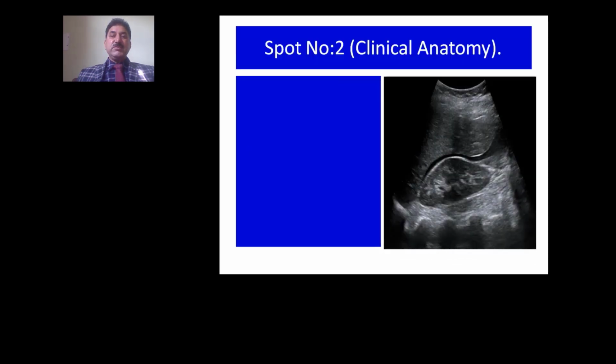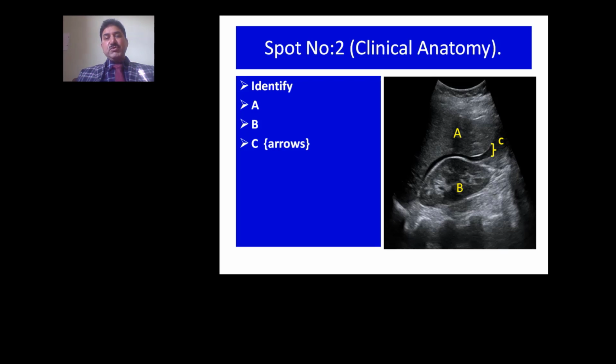So part number 2. Identify A is again right lobe of the liver. B is right kidney. Between A and B is C. C is basically hepatorenal pouch of Morrison. This pouch is a potential space. Normally there is no fluid collection between liver and kidney.